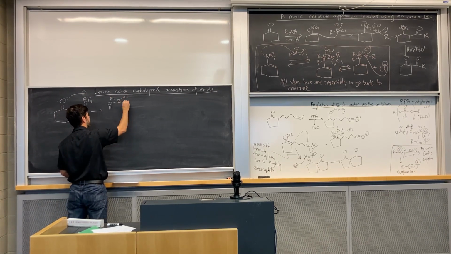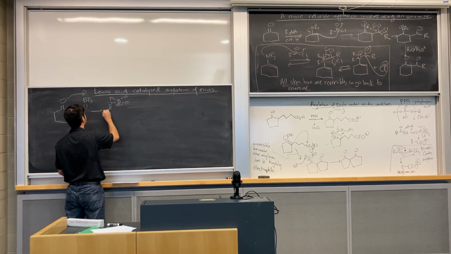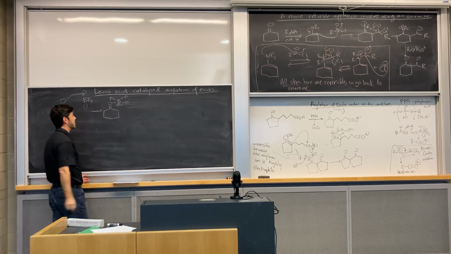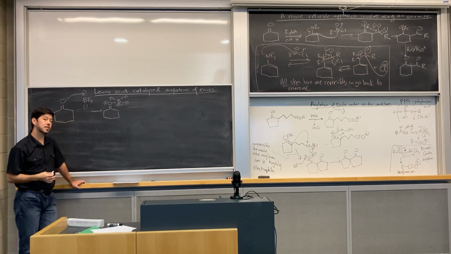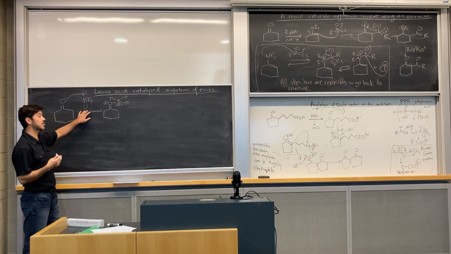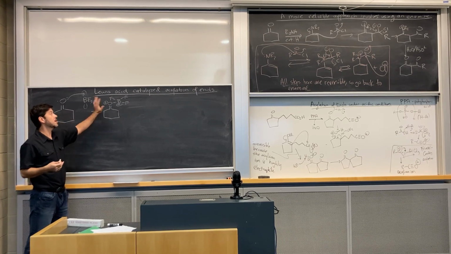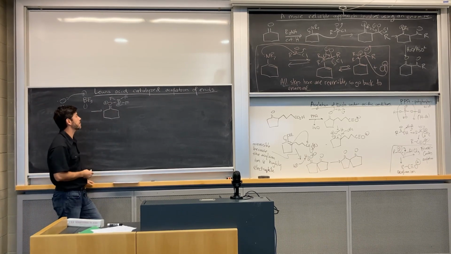If you do that, then your boron becomes negative, and you have an intermediate that looks like this. Your oxygen here has 3 bonds, so that's positive. It's still a neutral compound. You're taking 2 neutral compounds together, they're reacting, so overall this is neutral.